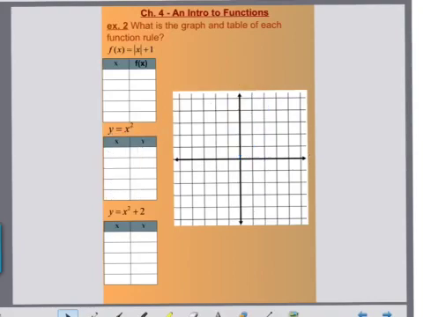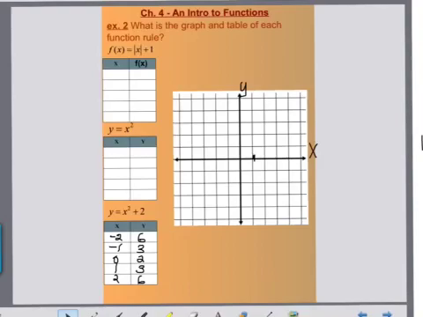Finally, we have y equals x squared plus 2. So again, it's an equation because it's y and x, so we're going to label y and x. Again, it's not linear, so let's start out with -2, -1, 0, 1, and 2. -2 times -2 is 4, plus 2 is 6. -1 squared is 1, plus 2 is 3. 0 squared plus 2 is 2. 1 squared plus 2 is 3, and 2 squared plus 2 is 6. So our graph has to go up to 6.